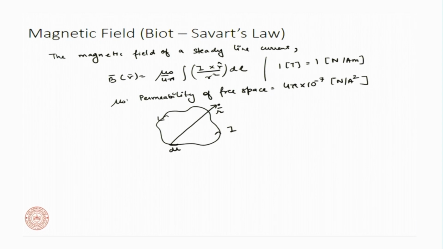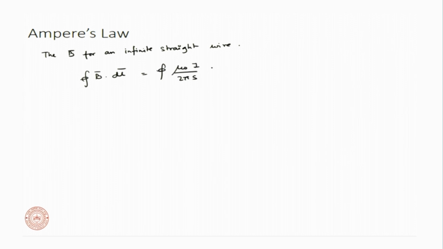Now, if you are looking at the divergence and curl of B, we will talk about Ampere's law. So, from Ampere's law, let us consider the B vector for an infinite straight line wire. What we are doing is taking an integration of B that we calculated from the Biot-Savart's law into dl, and that is equal to the integration of mu naught into I over 2 pi s into dl.